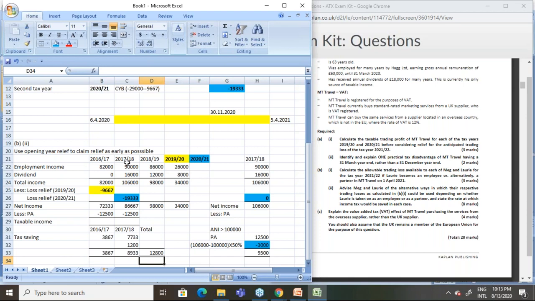Now, for example, here, it is extremely important for you to mention the type of relief that you have claimed, whether it's a relief against total income of the current year and or the previous year, or whether it's a carry forward relief. So you have to use your key words in your answer. In such situations, you will be able to get good marks without any problem.